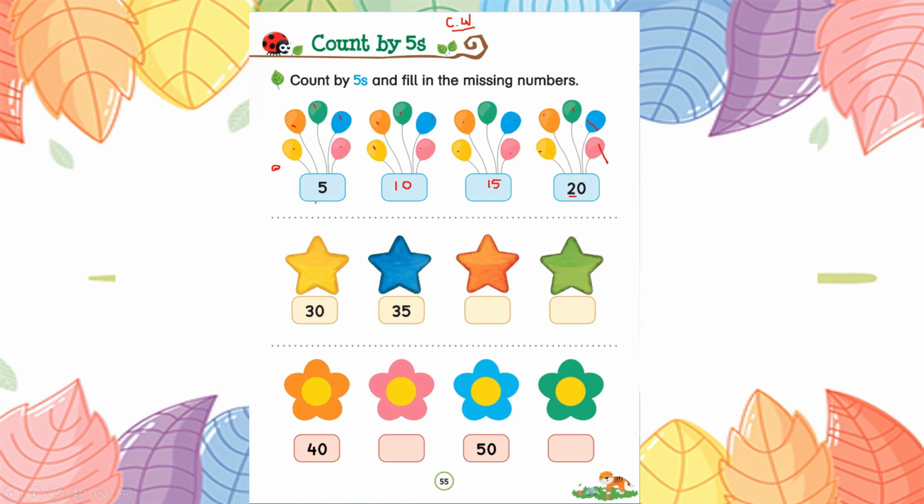Very good. Now these are 30 stars. Counting after 30 makes it 35. Okay. 5 more stars makes it 35. 5 more stars makes it 40. 5 more and it will become 45. Yes, dear. Very good, children. This is how you count by 5. Now this one you have to do by yourself. Okay, do by yourself. This is an HW.